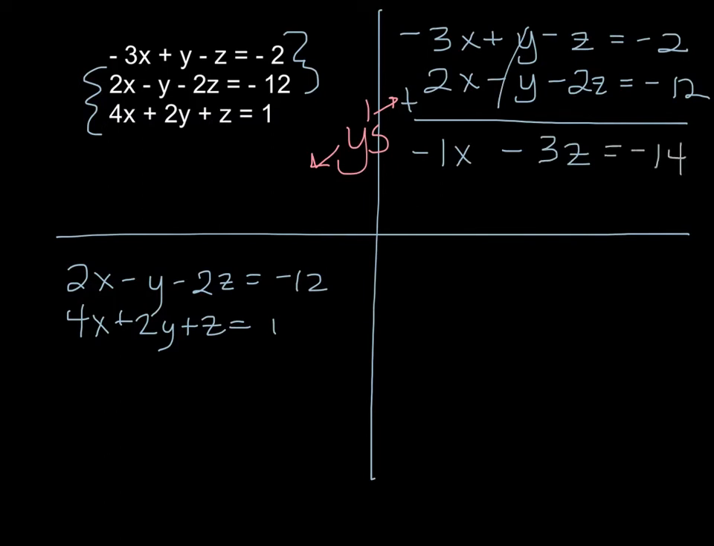Now that negative 1x, negative 3z equals negative 14, this equation right here, we're going to carry down into our fourth quadrant. So the negative 1x, negative 3z equals negative 14, we bring down here. Now I need to come over into this quadrant. If I canceled y's from up here, I have to cancel the y's from down here.